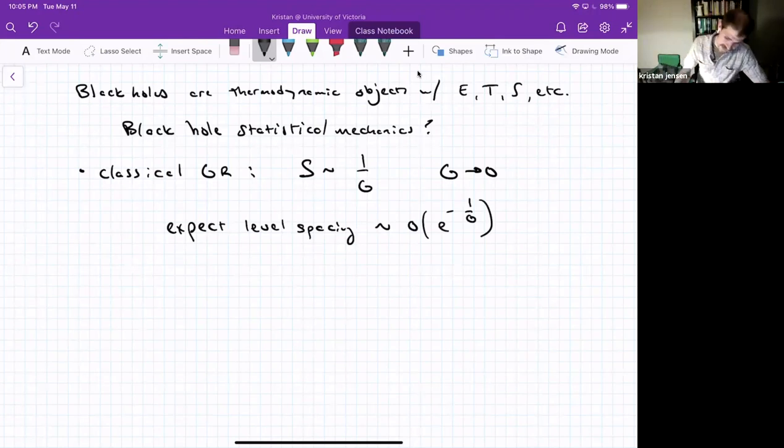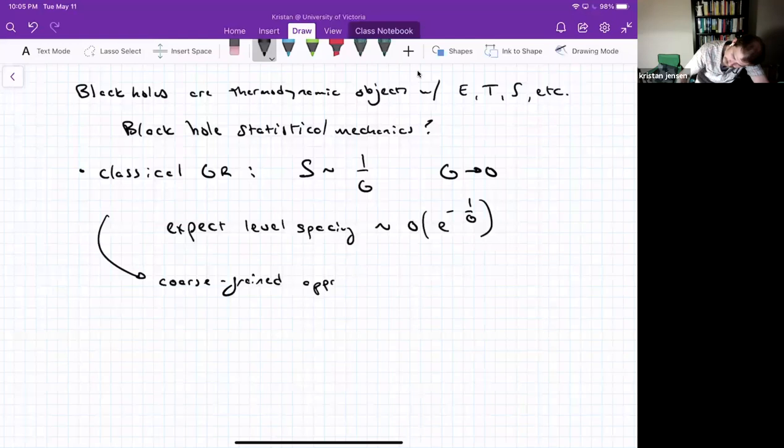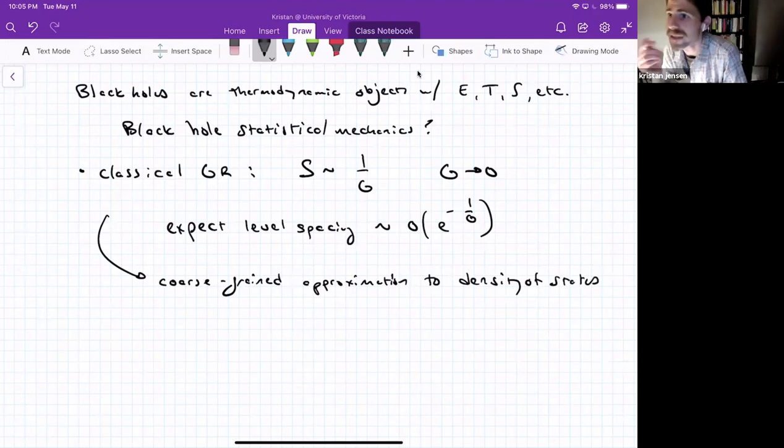So what one has instead from classical gravity is a coarse-grained approximation to the density of states. And that coarse-grained approximation is continuous. You don't actually see it resolve into a bunch of delta function spikes, which you might hope is what actually constitutes the spectrum of states of a black hole.